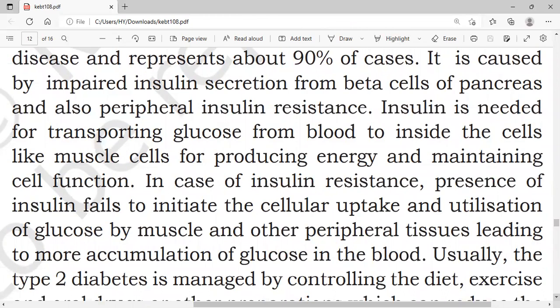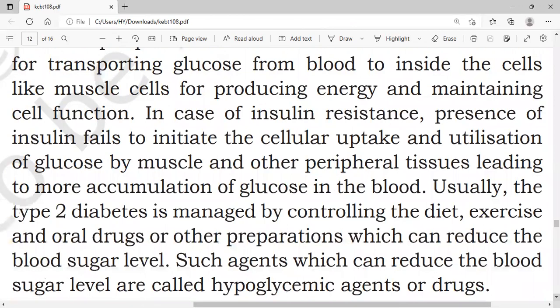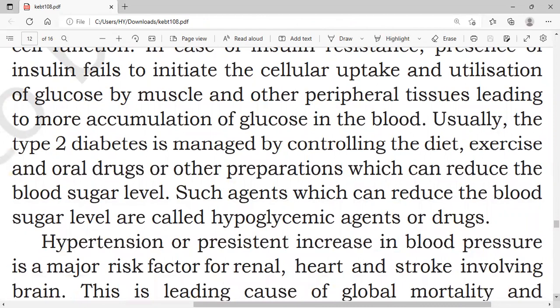And also peripheral insulin resistance. इंसुलिन की रेजिस्टेंस भी है बॉडी में. Insulin is needed for transporting glucose from blood to inside the cells, like muscle cells, for producing energy and maintaining the cell function. In case of insulin resistance, presence of insulin fails to initiate the cellular uptake.